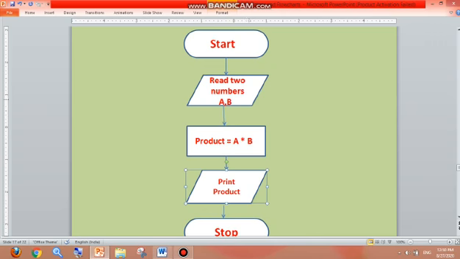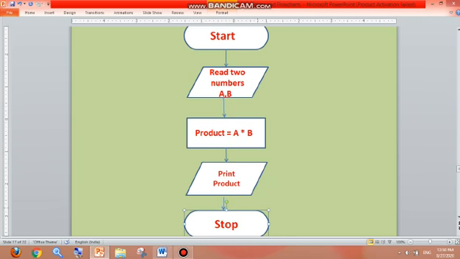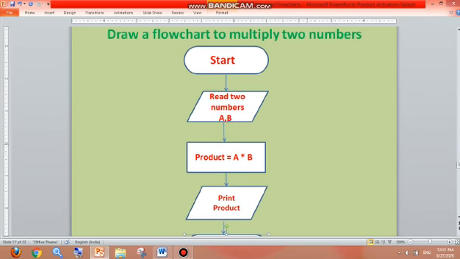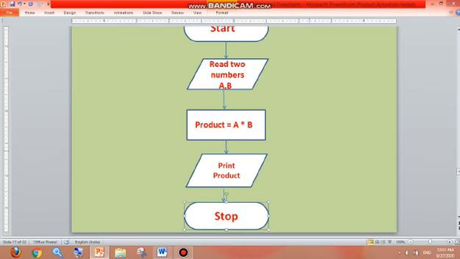As you can see children, the input and output boxes are the same. In that we will write print product, and the last box will be the stop box. As you can see, the start box and stop box are the same, but the statements are different. Okay children, so I hope this flowchart is clear to you. Let us take another example.